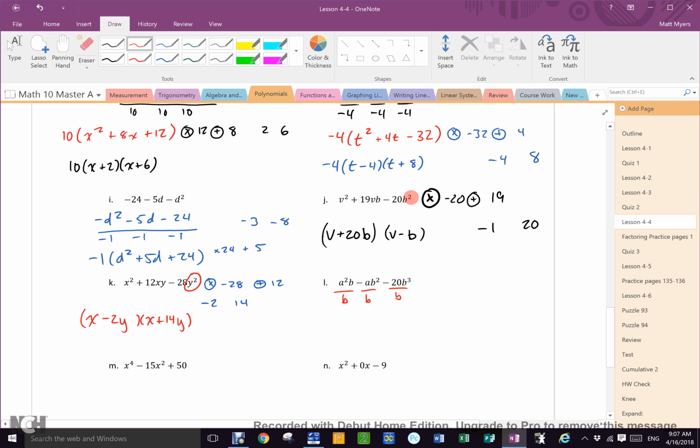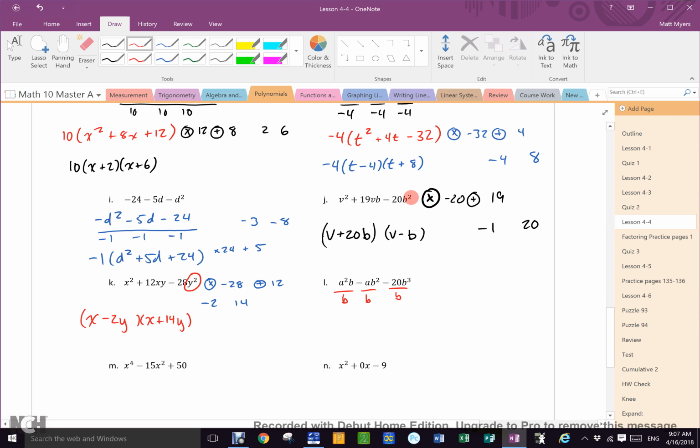Multiply to what? 50. And add to what? Negative 15. Is it 1 and 50? 2 and 25? 5 and 10? It's 5 and 10. Now, how do I get 10 and 5 to get me negative 15? I've got to have negative 10 and negative 5, don't I? So, x squared minus 10, x squared minus 5, and I'm done.